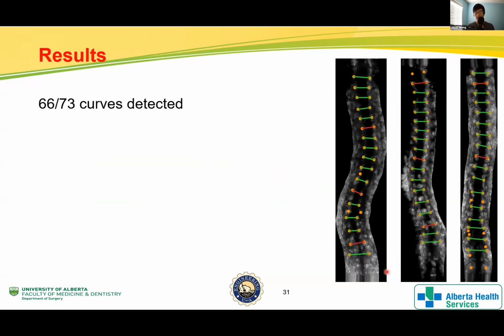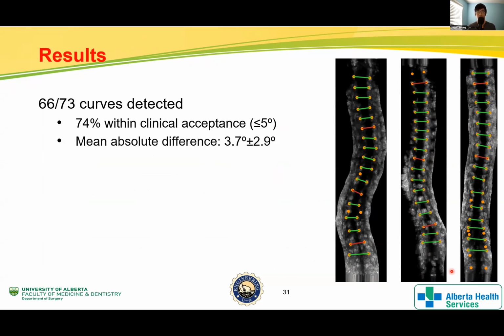And so in terms of results, out of the 37 cases, there were 73 curves detected, and you can see some example outputs of these semi-automatic measurements on the right. 66 of those curves were detected, with 74% within clinical acceptance, in this case within 5 degrees of the manual measurements, and the mean absolute difference was 3.7 degrees. Overall, the measurement time for the semi-automatic procedure took around 30 seconds. Compared to the manual time, which takes roughly 90 seconds, so it did improve upon that.